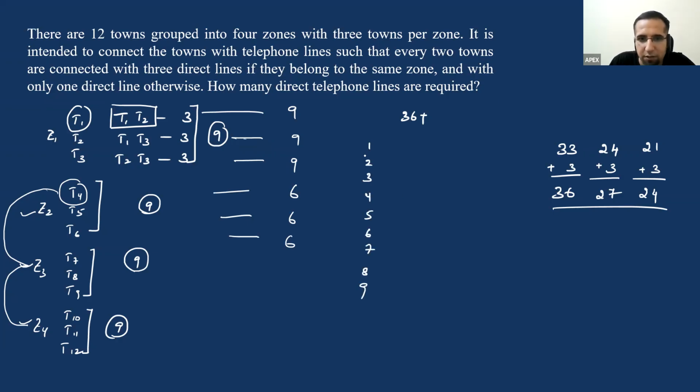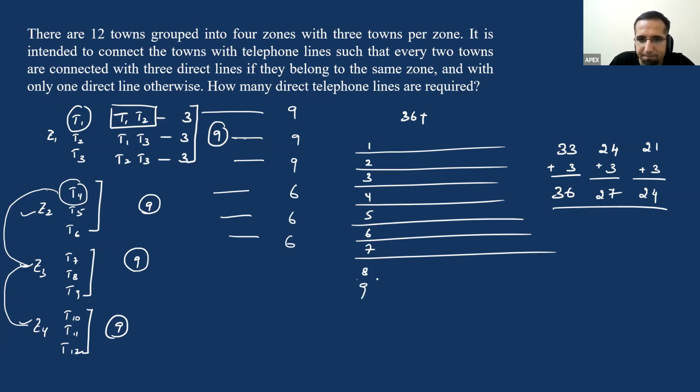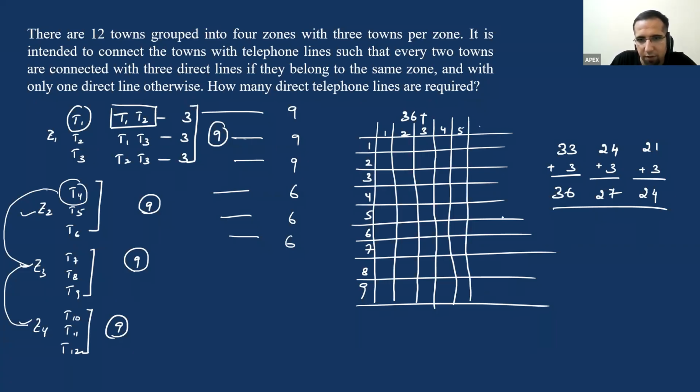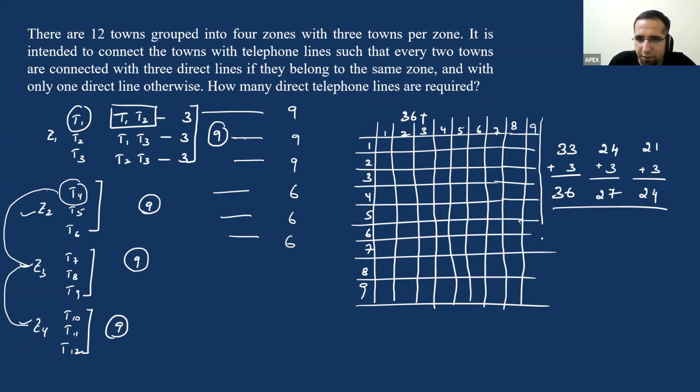7, 8, and 9. If you do not want to get confused, the best way is you can make this as a grid. And then this also becomes 1, 2, 3, 4, 5, 6, 7, 8, and 9. If you make this grid, your job is pretty easily done, guys. Okay. So let's look at this. T1 and 1 will not have anything. Clear?